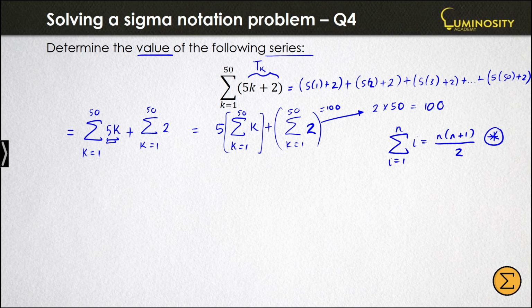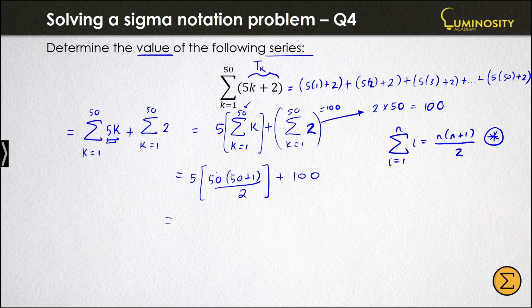So instead of i, you're just starting at k. So it's k equals 1 up to n, which is 50, of k. So the upper bound here is 50, so it's going to be 5 times 50 times 50 plus 1 all over 2. Okay, and then you're adding 100.